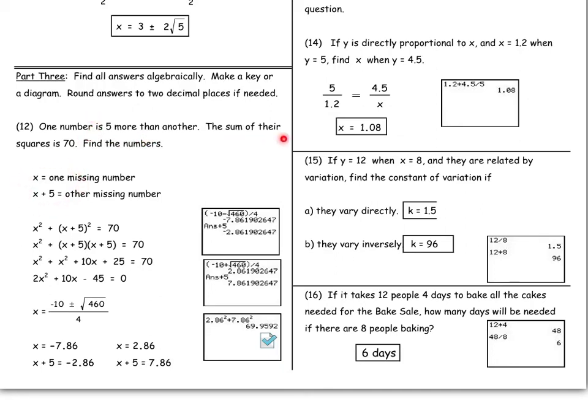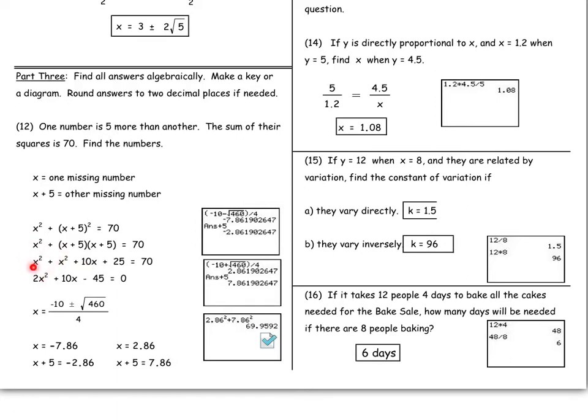It says the sum of the squares, so I squared the x, and I squared the x plus 5, and the sum means add to 70. Again, this is a foiling problem because of the plus in the middle. I got x squared plus 10x plus 25, which I added to the x squared over here, and got 2x squared plus 10x plus 25 equals 70.